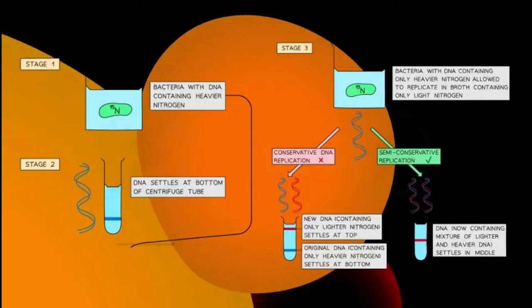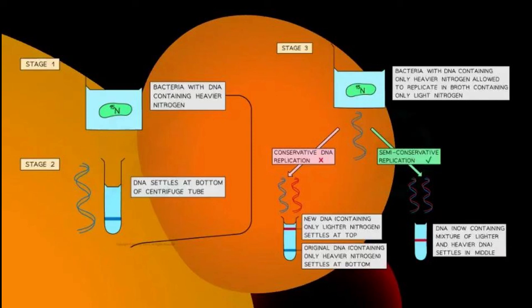And before we discuss the results, I would like you to just think for a moment, if this was conservative replication, aka the strands of the original DNA molecule would stay together and the new replicated DNA molecule would be made out of two brand new strands, how do you think the weight of those strands would be different? We would have one molecule of DNA with two lots of heavy nitrogen, and we would have one molecule of DNA with the normal lighter nitrogen. However, if it was semi-conservative, what we would get is a mix.